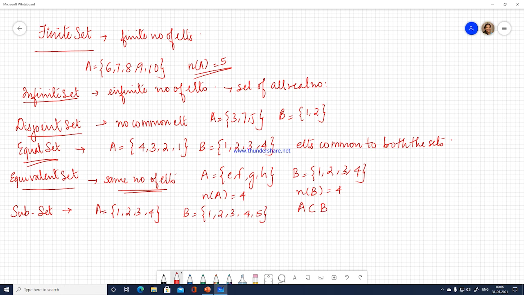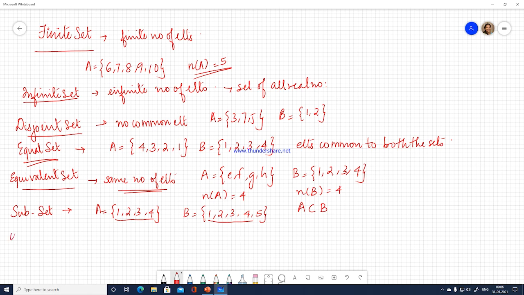A set is a subset of another set if every element in the former is present in the latter. You can consider 1, 2, 3, 4. So A consists of elements 1, 2, 3, 4, which are also present in the set B. So if that condition is satisfied, we can say that it is a subset.